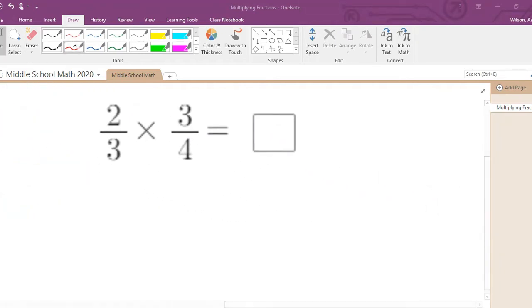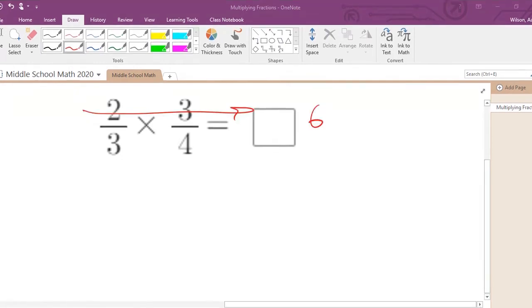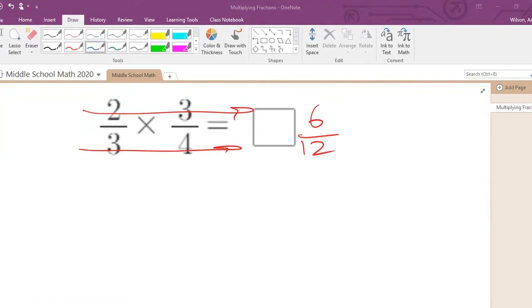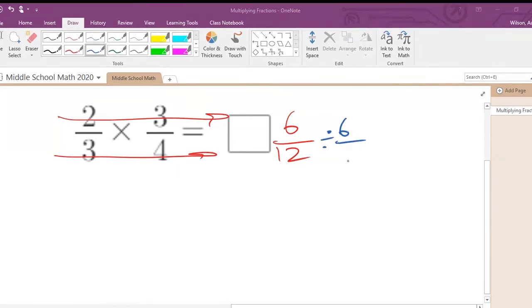We also can multiply straight across. It always works. 2 times 3 is 6, and 3 times 4 is 12. But then you will realize that 6/12 can be simplified, and the greatest common factor of 6 and 12 happens to be 6. So we're going to divide by 6 over 6.